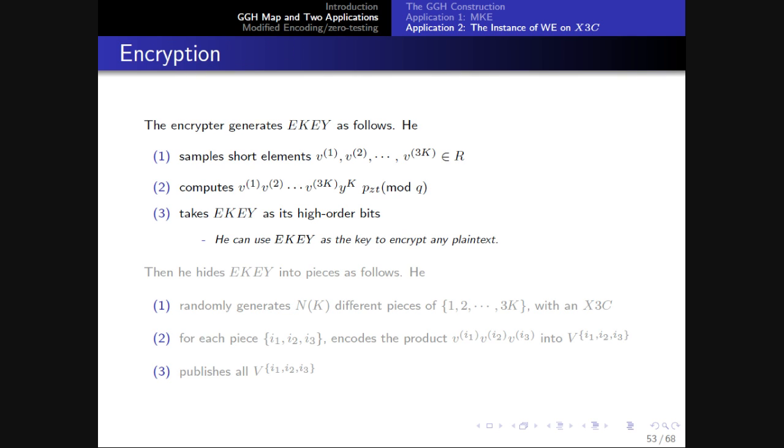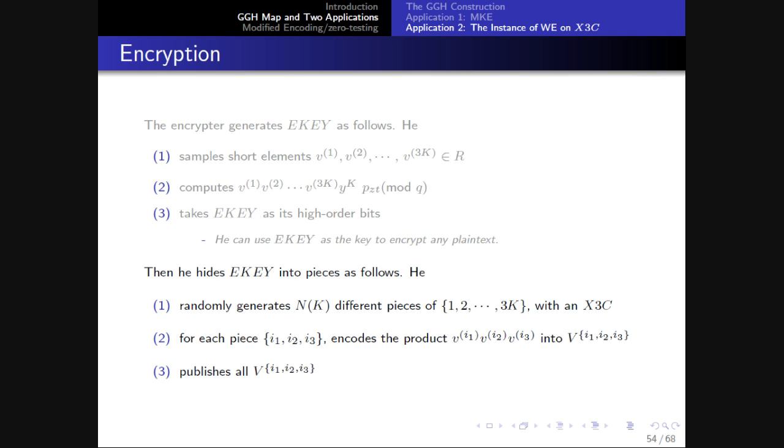Now, in encryption, the encryptor generates EKEY as follows. He samples short elements V1, V2, V3K from R, computes the modular product V1, V2, V3K, Y2K, PZT, mod Q, takes EKEY as its high order bits. Then he can use EKEY as the key to encrypt any plain text.